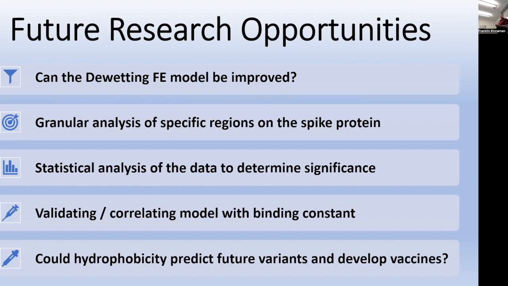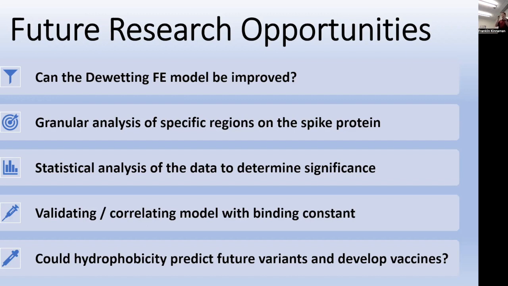Some future research opportunities I think would be important to consider. That de-wetting free energy equation, or that model that was used to take the hydrophobic and hydrophilic data and convert it to a de-wetting free energy, was taken from other research that Sam has done. And so it might be worth taking some time to see if that needs to be tweaked at all for COVID specifically.